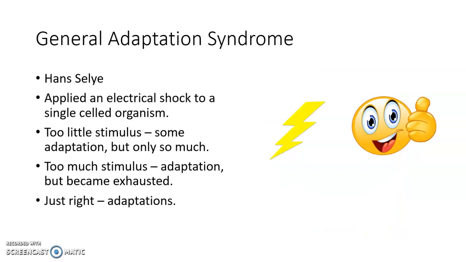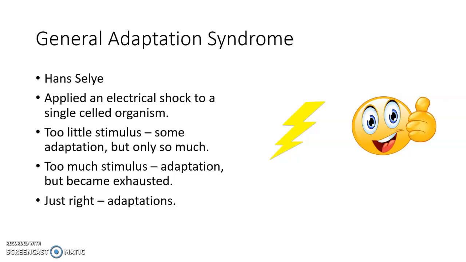And I'm not going to get too far into this when I talk about this, but what we're really doing is applying a stressor to our bodies. And our bodies are really, really good at adapting to a stressor. And this is defined by a process called general adaptation syndrome. Humanistic psychologist Hans Selye, he did experiments where he applied a shock to a single-celled organism, and this is a real simplified version of this.